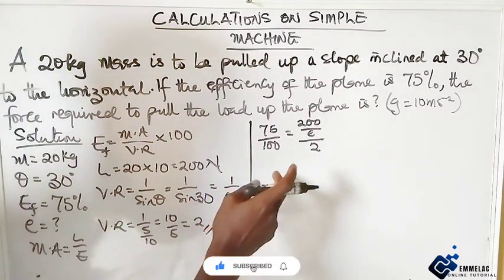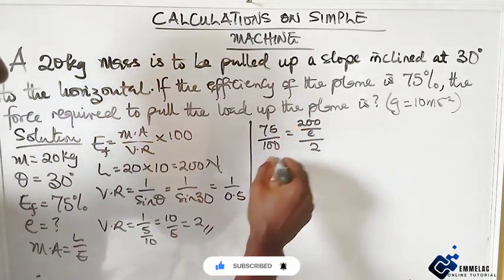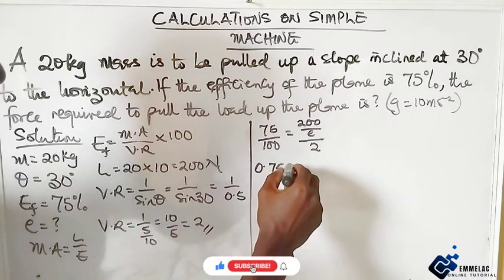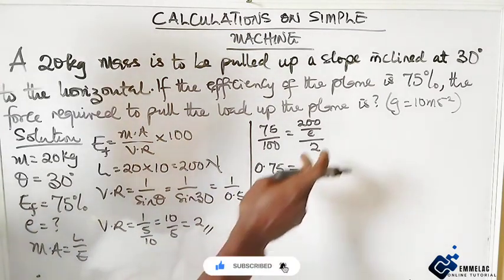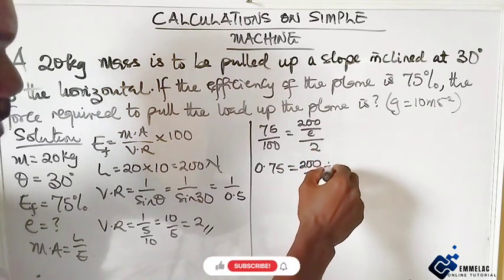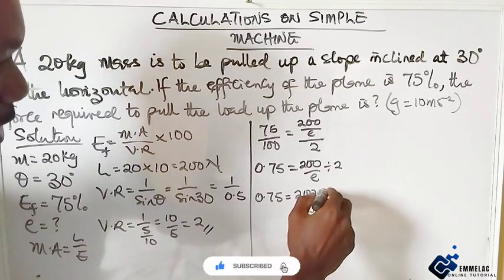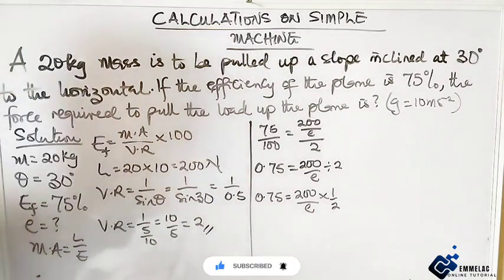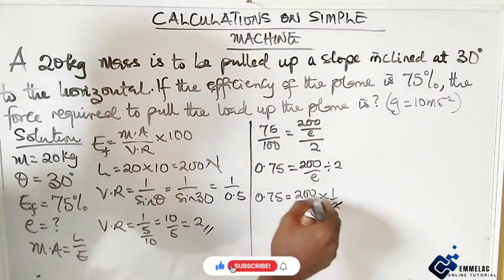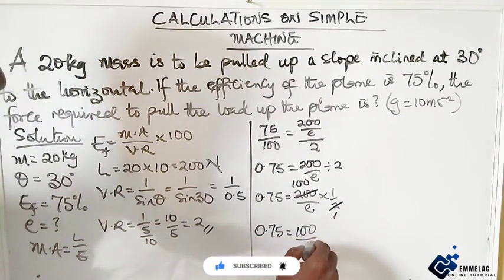Alright, this 100, there's no need of putting it since I've implemented the percentage here. So it will be 0.75, because 75 divided by 100 gives us this. This is being divided by 2, so 0.75 equals 200 over E times 1 over 2, the reciprocal of 2, because we are changing the division sign to multiplication. So 2 into 200 is 100, and we're left with 0.75 equals 100 over E.